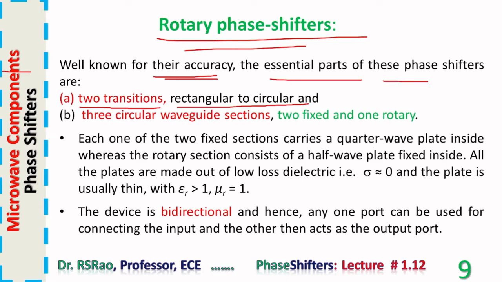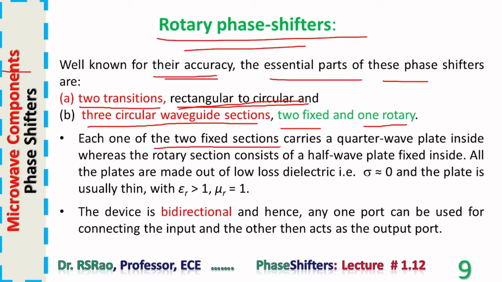In a rectangular to circular transition, one opening or one port is rectangular, another port is circular. So, to one end of the transition, one can connect a rectangular waveguide, and to the other end, one can connect a circular waveguide. Two such transitions are there in the structure of this device. Three circular waveguide sections, two fixed and one rotary. These are the main parts of the rotary phase shifter.